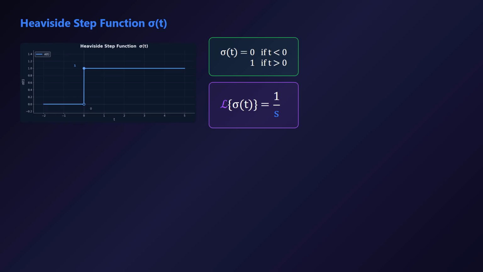The Heaviside step function, sigma of t, is 0 for negative time and 1 for positive time. It represents switching on a constant input at time 0. Its Laplace transform is 1 over s. The step response of a system is the output when this function is applied as input.